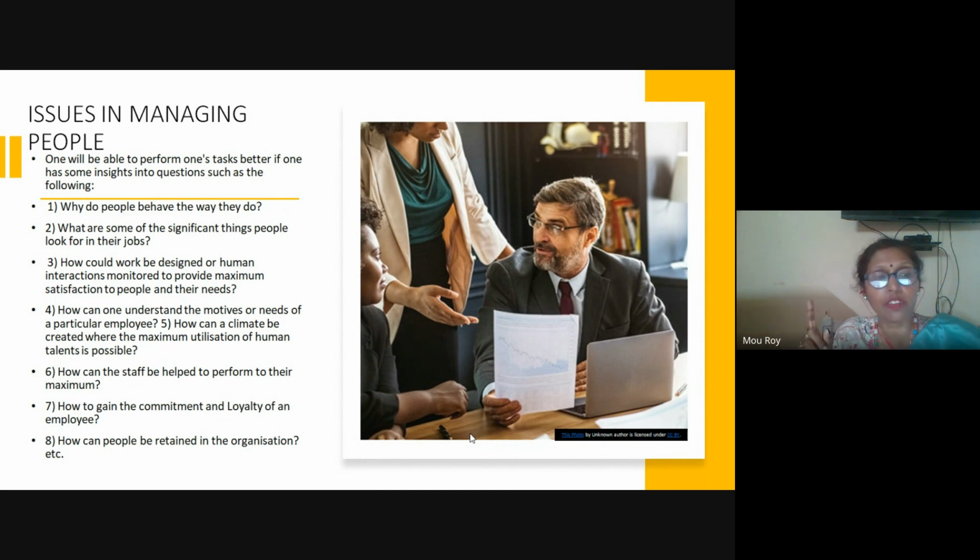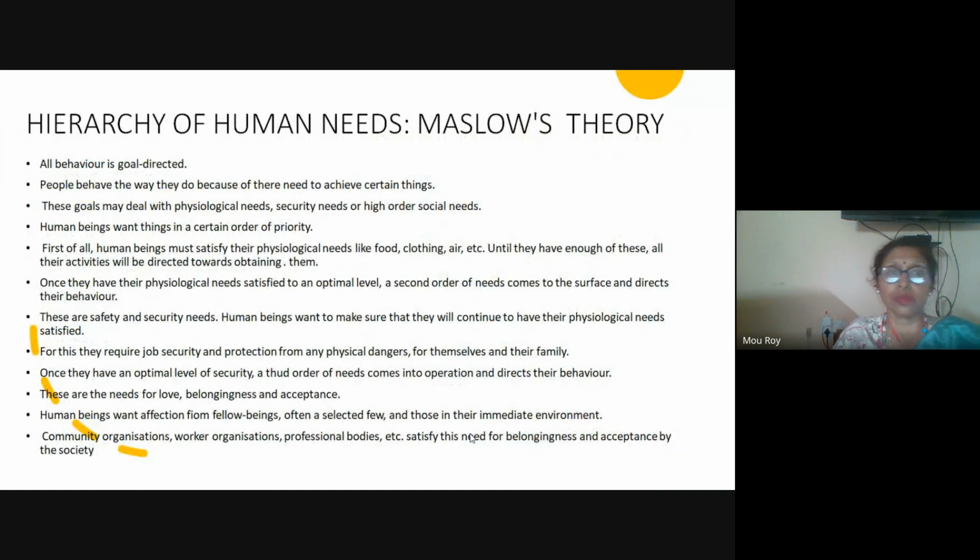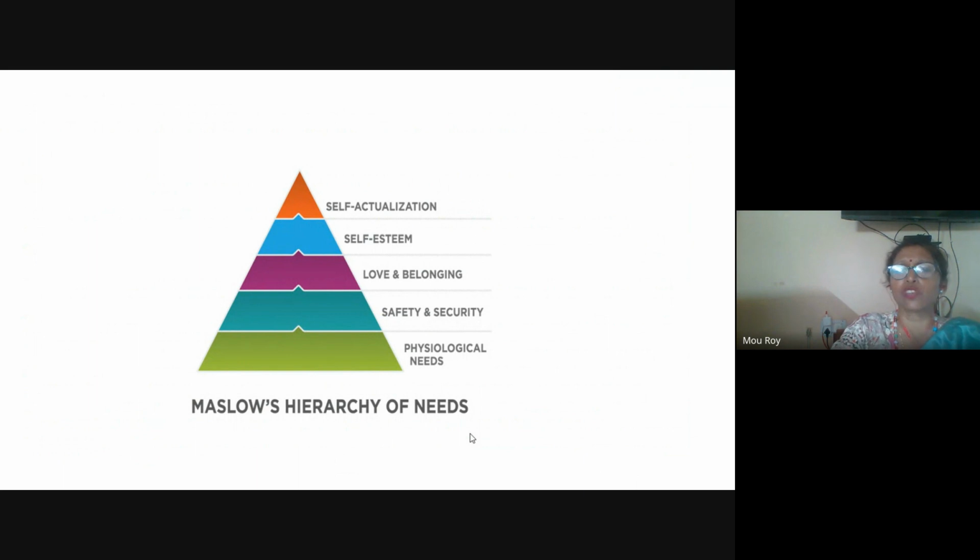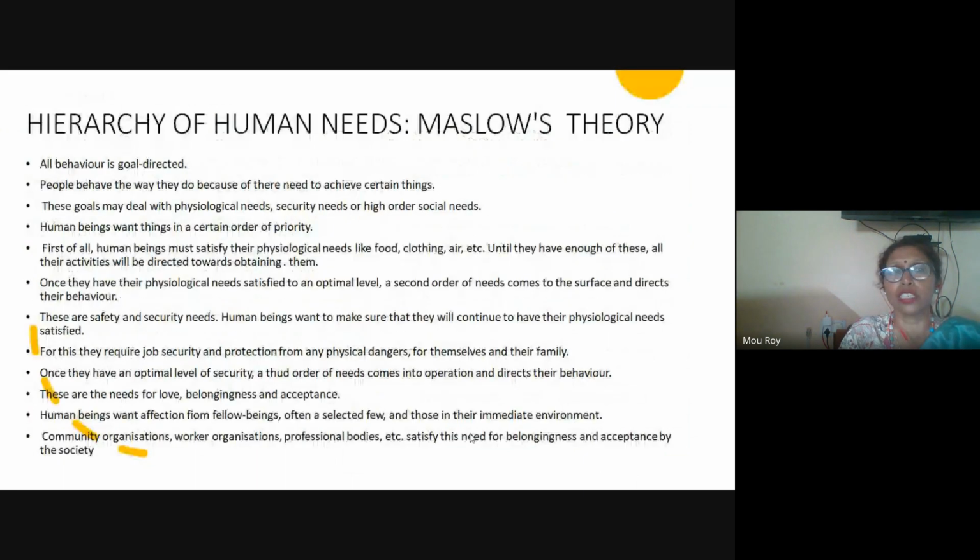And one thing is very important, as I've mentioned: you should know how to retain people, your staff, in the organization. So there is the hierarchy of human needs, Maslow's theory, where I have given you Maslow's psychological needs, safety and security, love and belonging, self-esteem and self-actualization. This is very important. See, all behavior is goal-directed, okay?